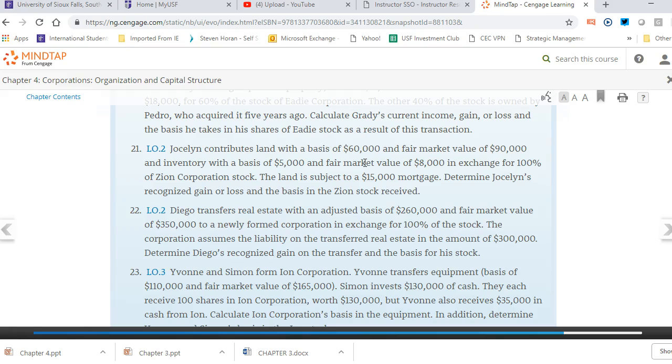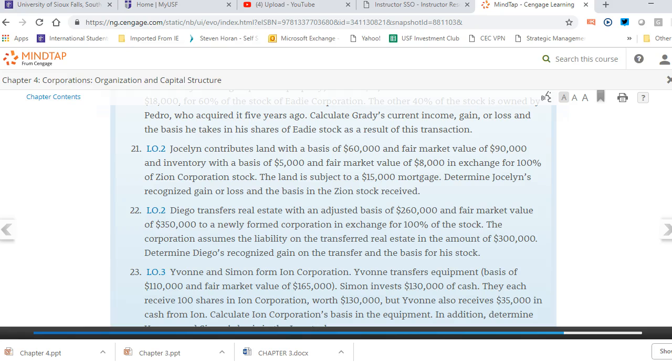So I'm going to contribute the land to the new business, and guess what? The mortgage follows, right? So she now removes herself from the personal liability of the mortgage on the land, and the corporation assumes that. Okay, so now the corporation is responsible for the mortgage on the land. So that comes into play to determine her basis.